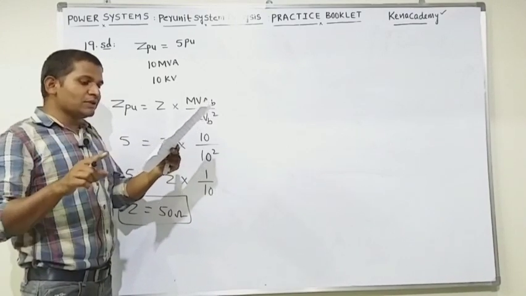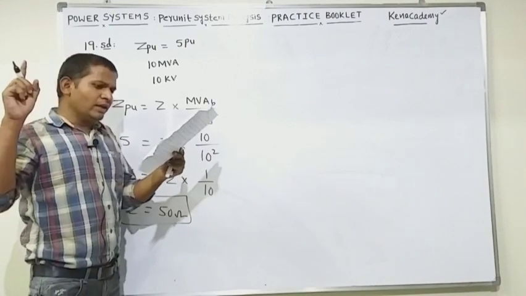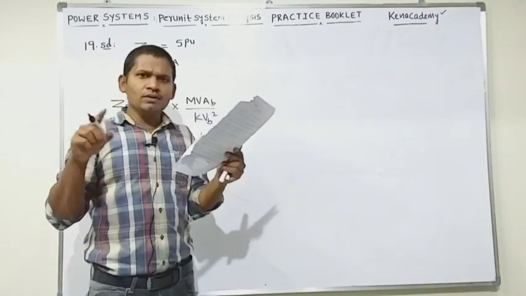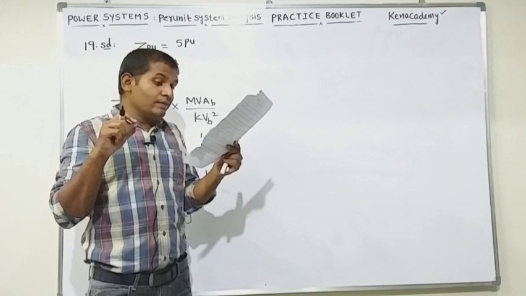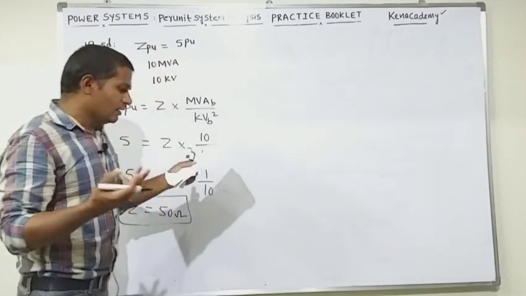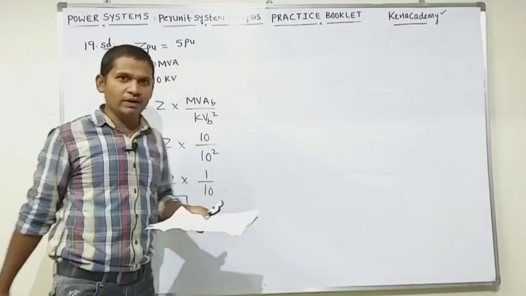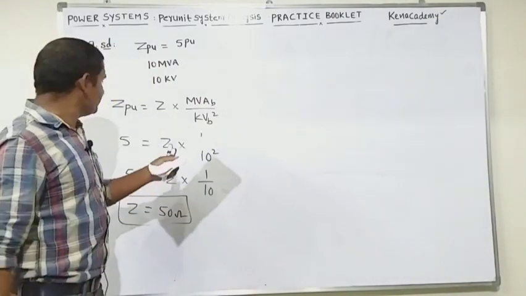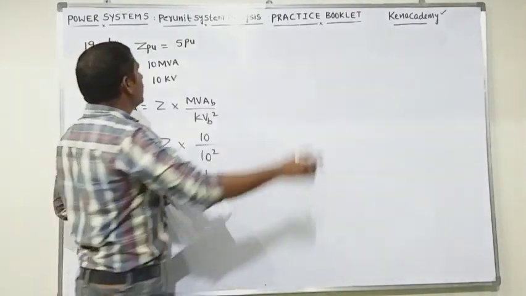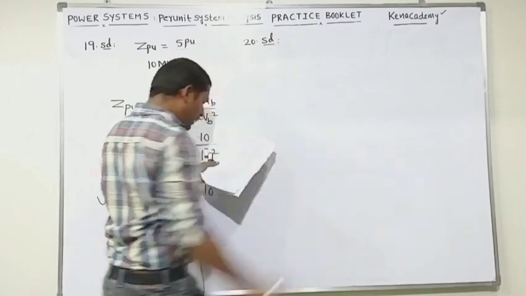But in the given options, the answer is not there. In the EPDCL question, the options are given wrong. That's why the exact answer is not in the options. But the exact answer is 50 ohms only, no doubt at all. Next, the last question, question number 20. I am explaining the solution. Students, concentrate.